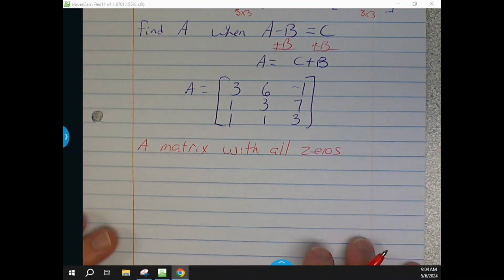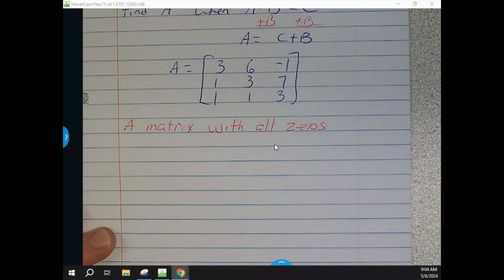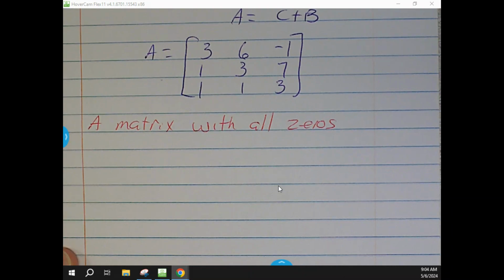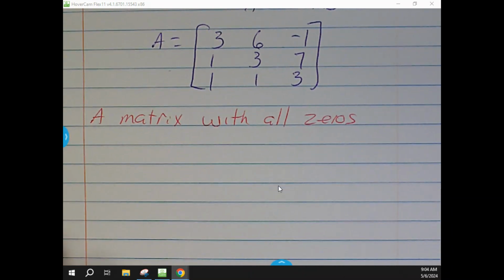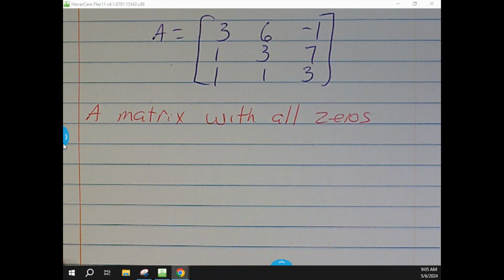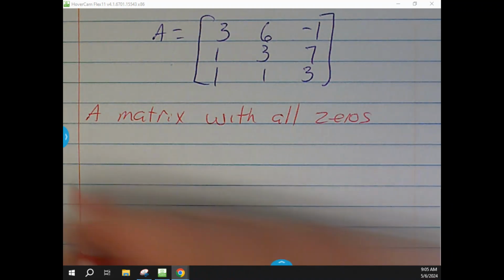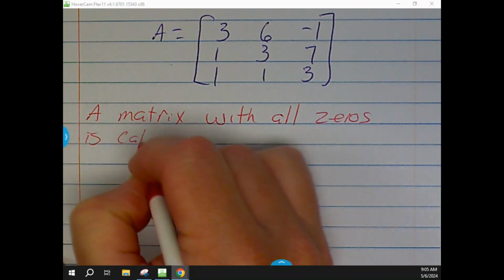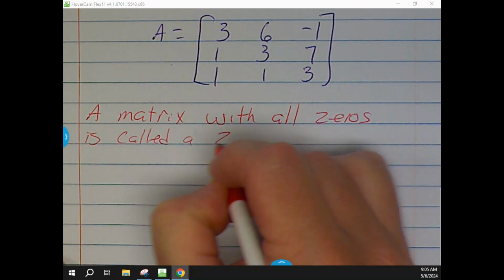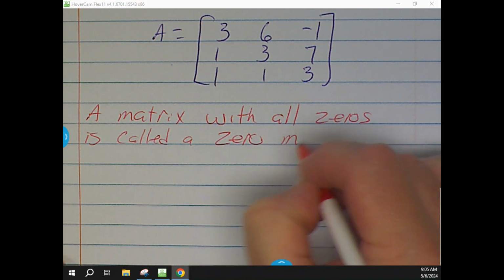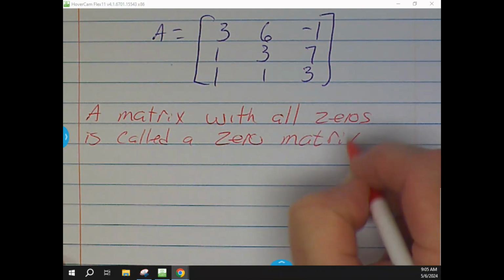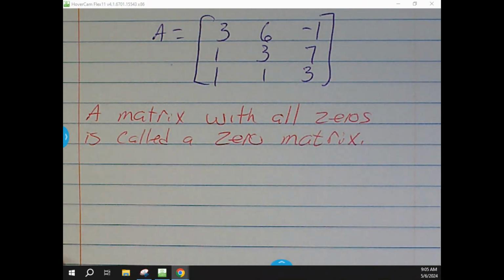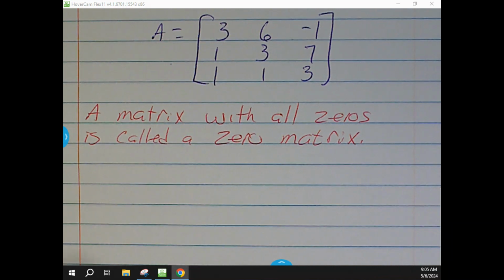Anybody want to take a guess what a matrix with all zeros is called? A matrix with all zeros is called, oddly enough, a zero matrix. Imagine that. That's weird, right?